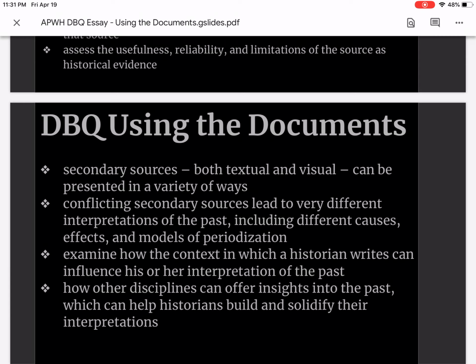So the time, the location, the situation of that particular secondary source could influence how they write about something, whether it was 5 years before, 50 years before, 500 years before, or 5,000 years before. And how other disciplines can offer insights into the past. That can help historians build and solidify their interpretations, right? If we have scientific evidence from biologists or chemists or anything from another discipline or another field of study, economists, politicians, that can offer insights for historians when evaluating a secondary source.